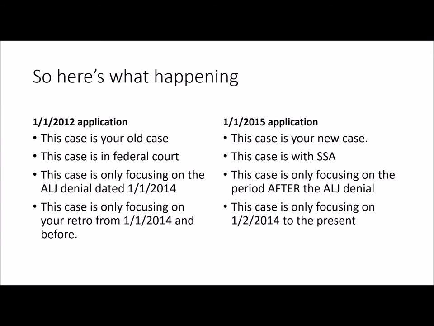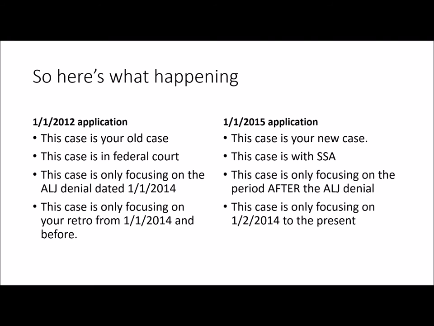Remember, under the law, as far as Social Security's concerned, once the judge denied you on January 1, 2014, that case was effectively over, except the fact that you kept using your appeal rights. But until that decision is overturned, Social Security Administration still treats it as if the judge's decision was final as of that date going back. So that case is in federal court, January 1, 2012. Of course, the Appeals Council, when they deny you on January 1, 2015, they basically say you can file a new application now. So you file a new application.